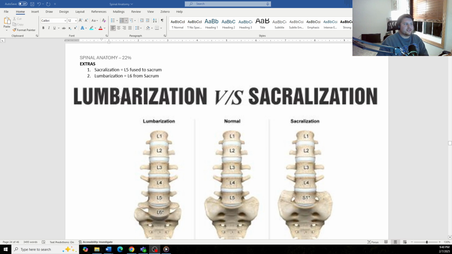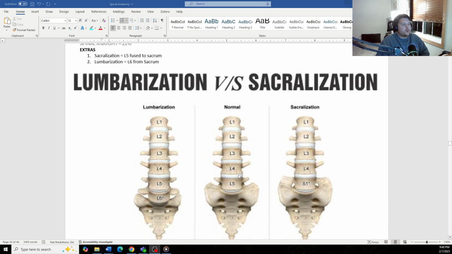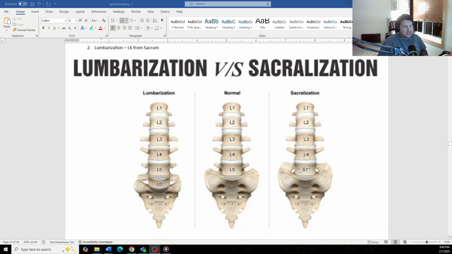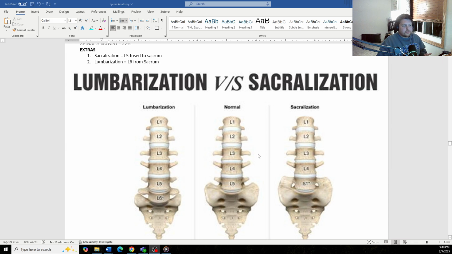Sacralization, this is when the L5 wants to become more like the sacrum. So here we'll actually end up calling that segment S1 instead. So the L5 gets fused to the sacrum.